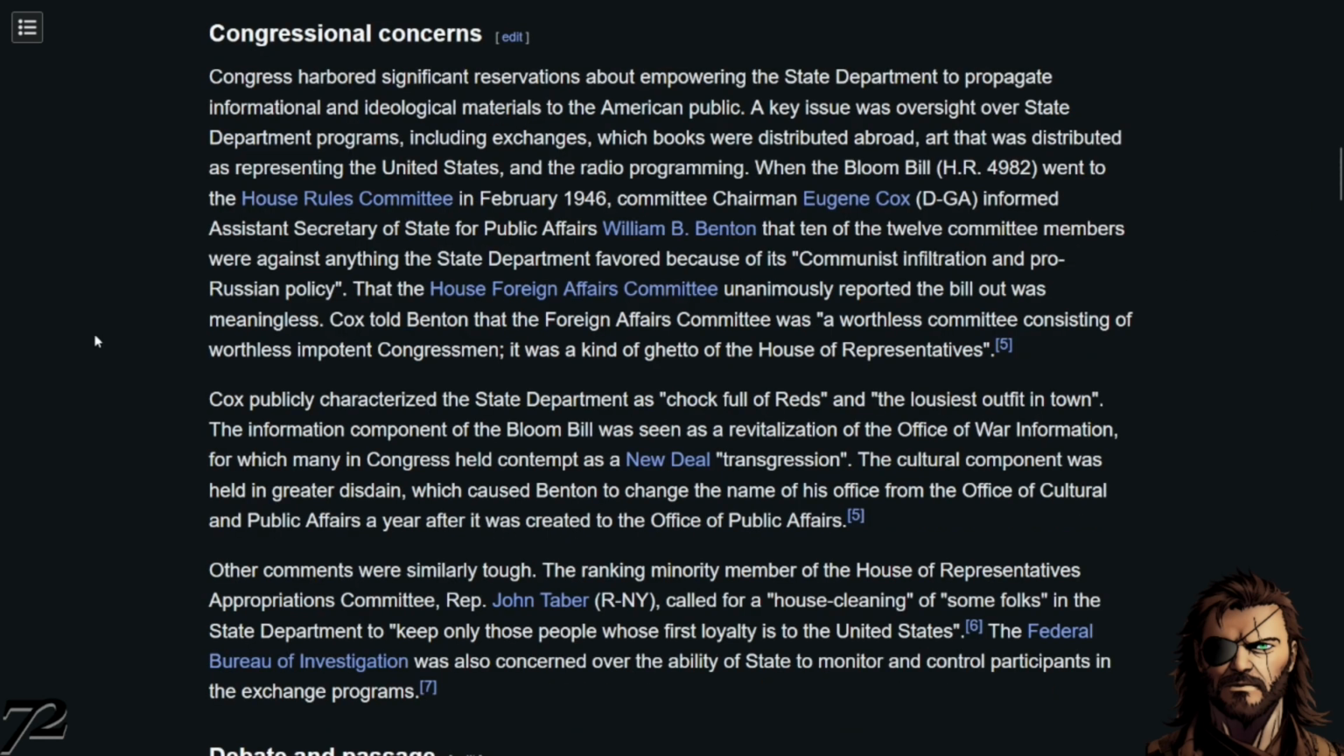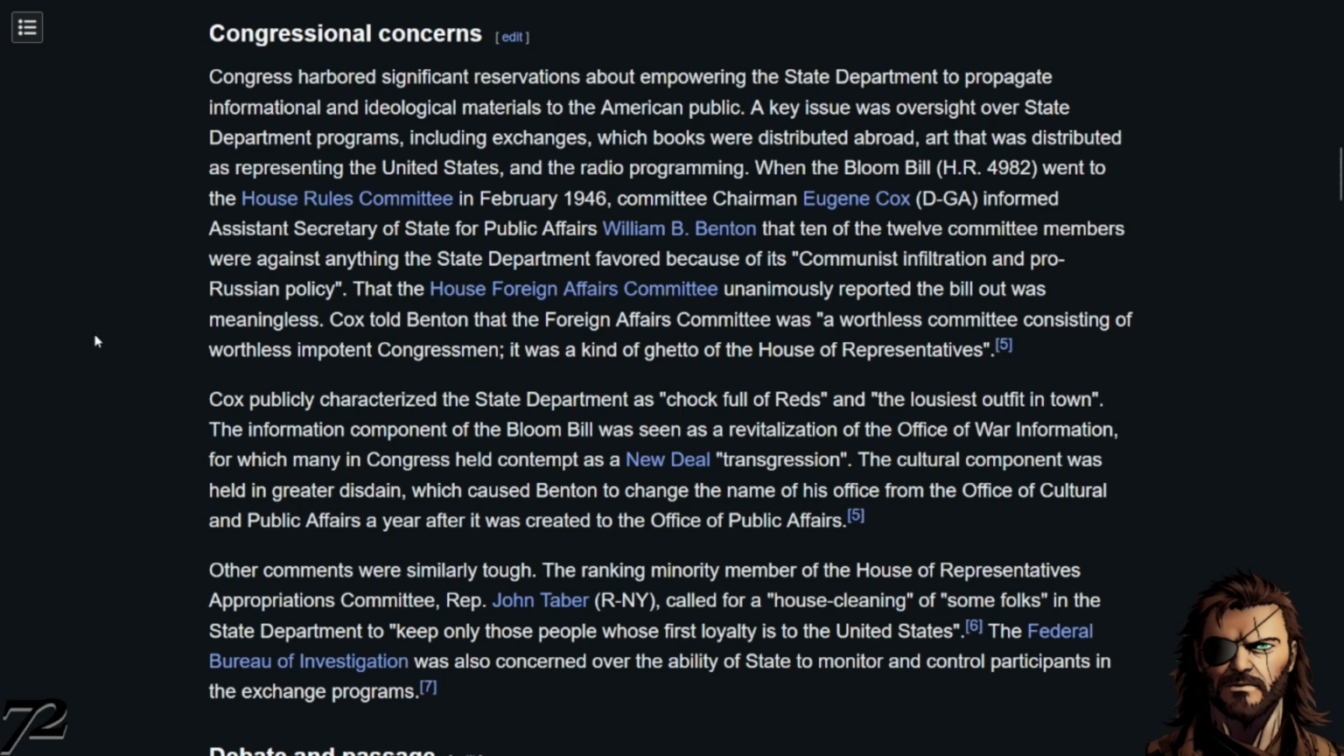Congressional concerns. Congress harbored significant reservations about empowering the State Department to propagate information and ideological materials to the American public. A key issue was oversight over State Department programs, including exchanges, which books were distributed abroad, art that was distributed as representing the United States, and the radio programming. The Bloom Bill, H.R. 4982, went to the House Rules Committee in February 1946.